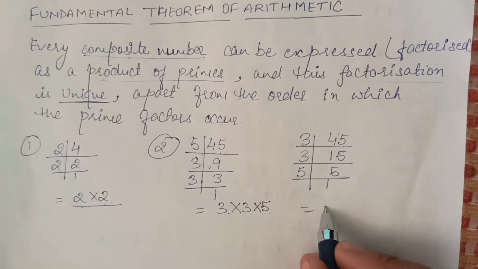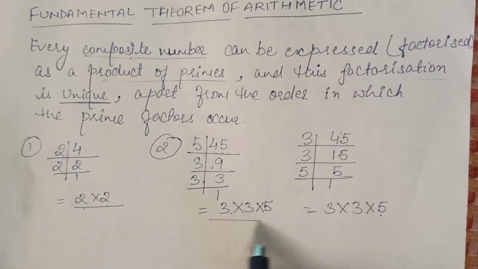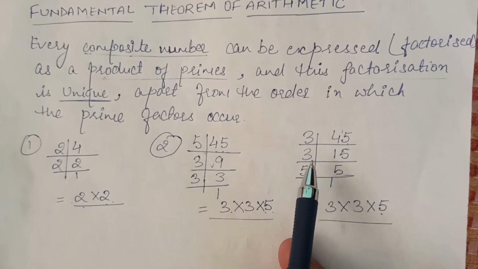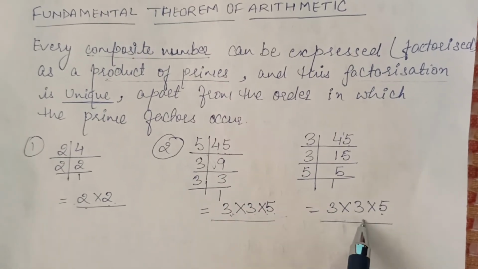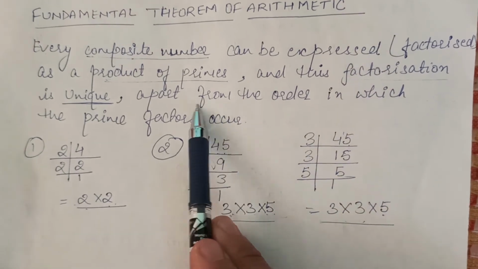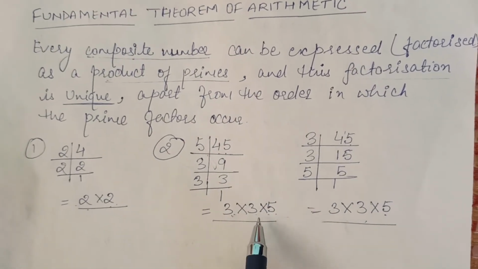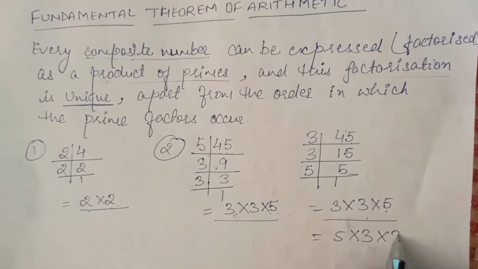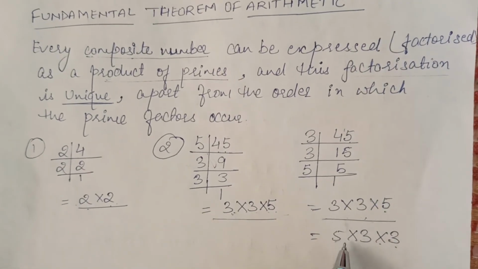So what factors are we getting? 3, 3 and 5. So you will see that if we factorize any composite number, we can write it as a product of primes, and this factorization will be unique apart from the order in which the prime factors occur. It means the order can change. We can write this as 5 into 3 into 3 also. Order doesn't matter, but the factors will remain the same.